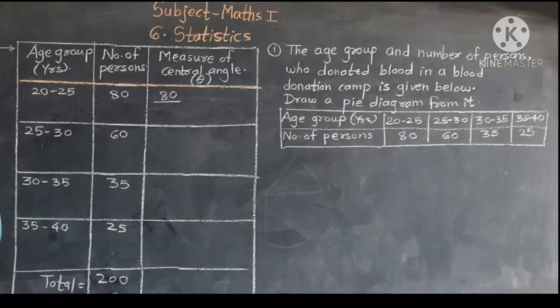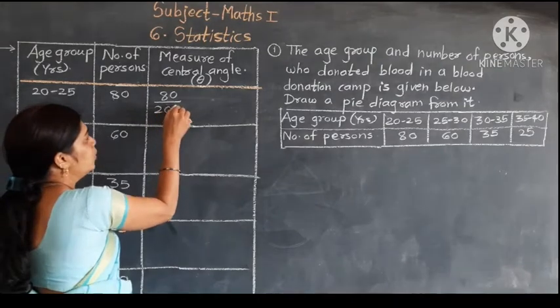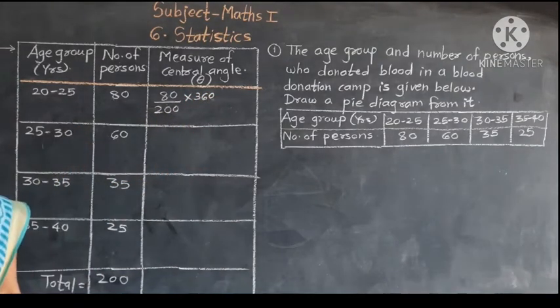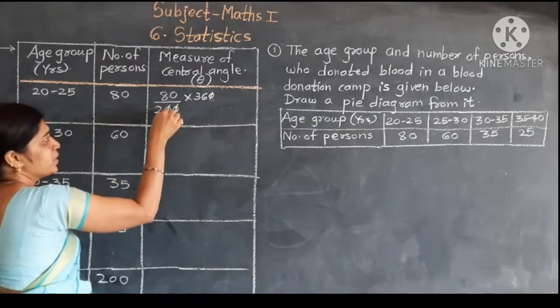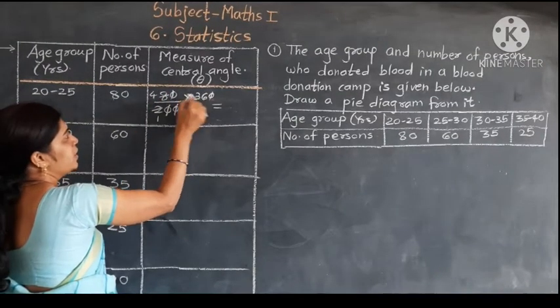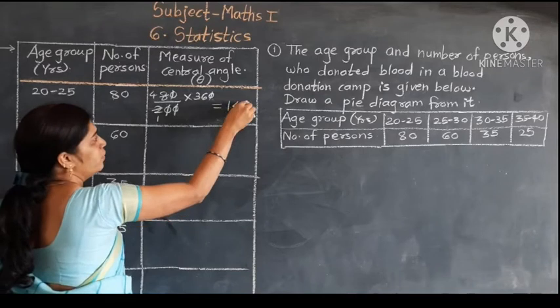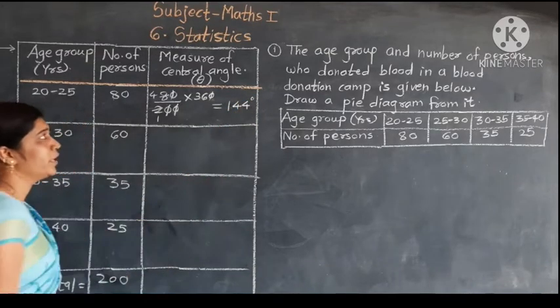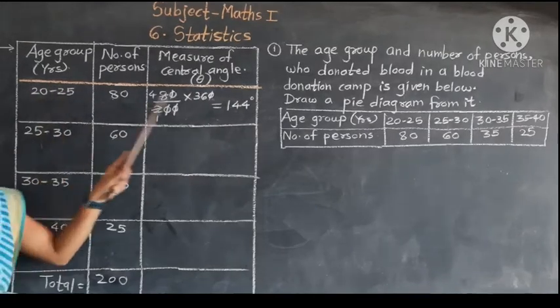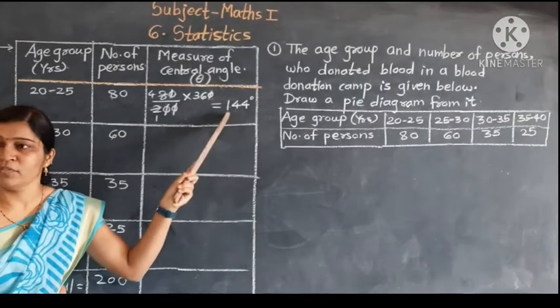Means this is total number of components. In that formula, denominator is 200 into 360. We multiply by 360. Okay. So here calculate, 1 0 get cancel. 2 1 जा 2, 2 4 जा 8. 36 into 4, 144. Therefore, the measure of central angle of the age group 20 to 25 is 144.